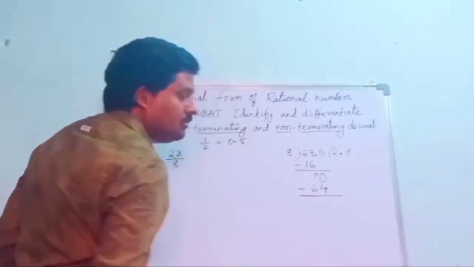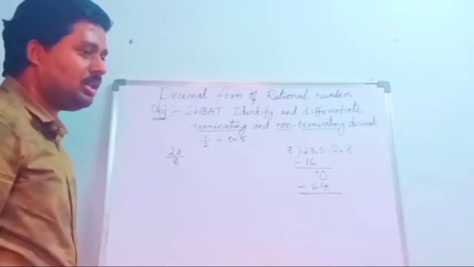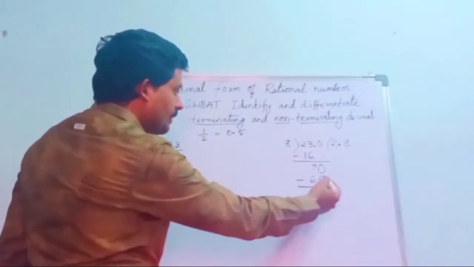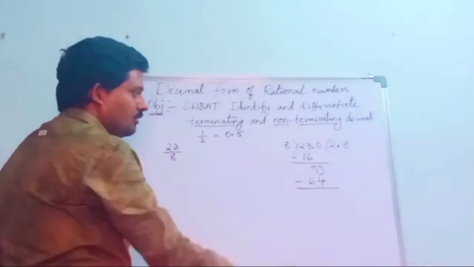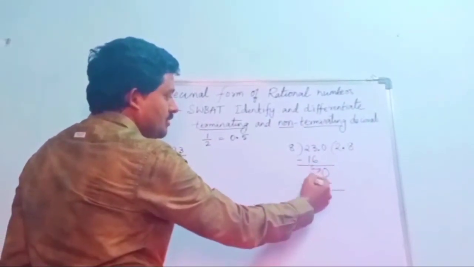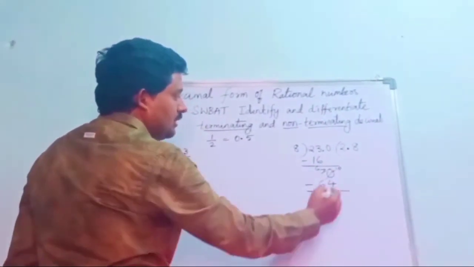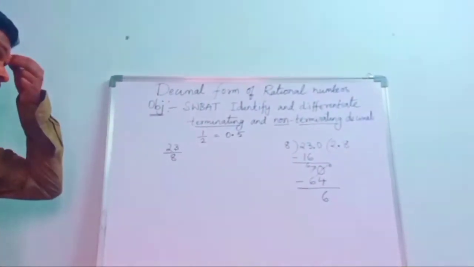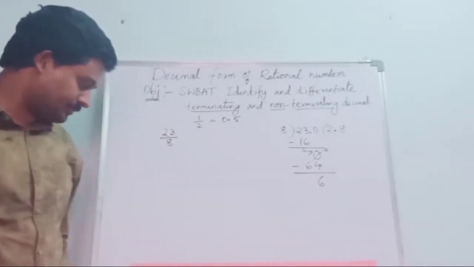Now again we will do subtraction. 70 minus 64. We'll do it as usual, borrow. 0 minus 4, we cannot do that. So 7 becomes 6, 0 becomes 10. 10 minus 4 is 6. Right? 6 minus 6 is 0. So now we got 6.